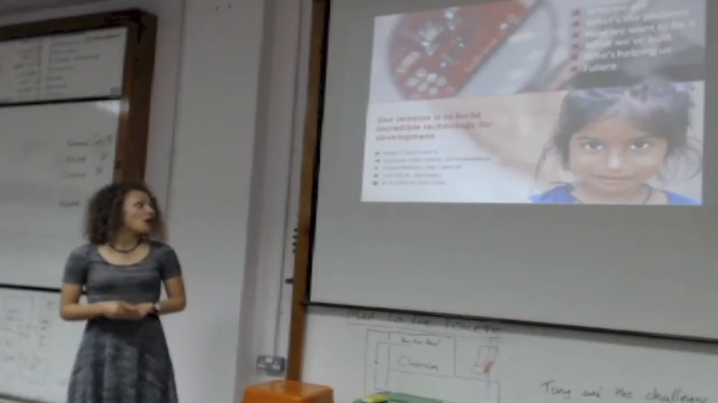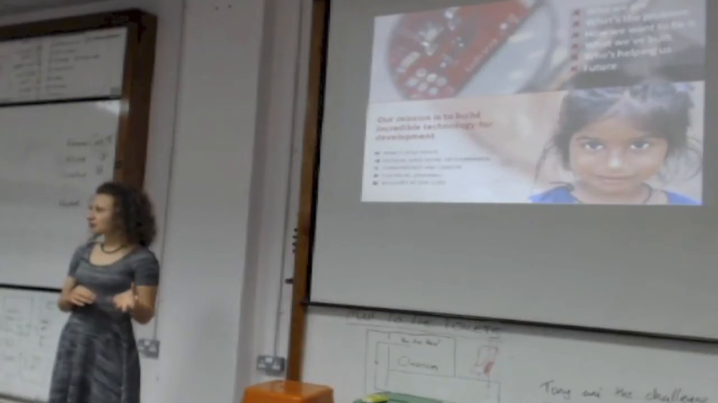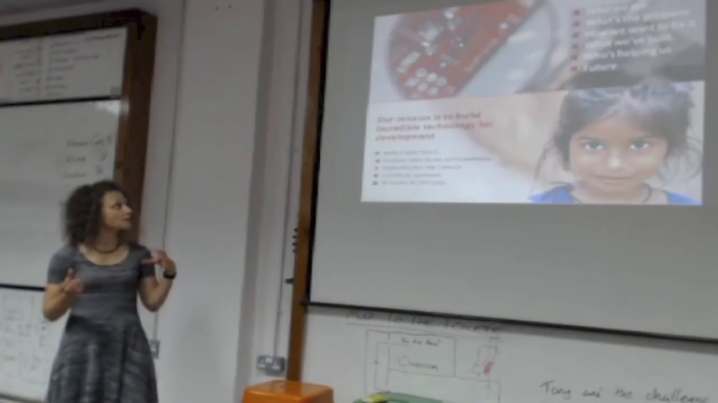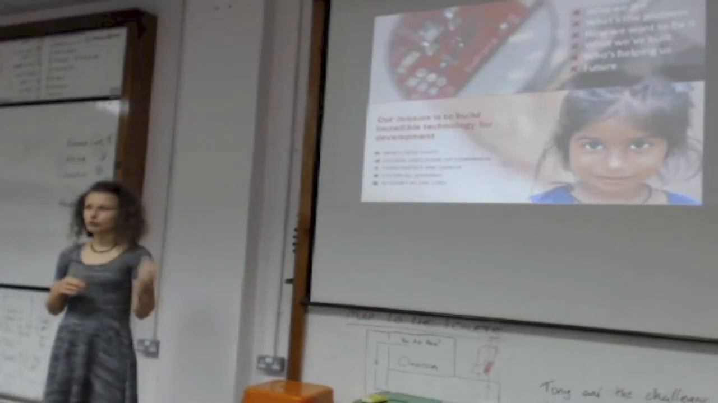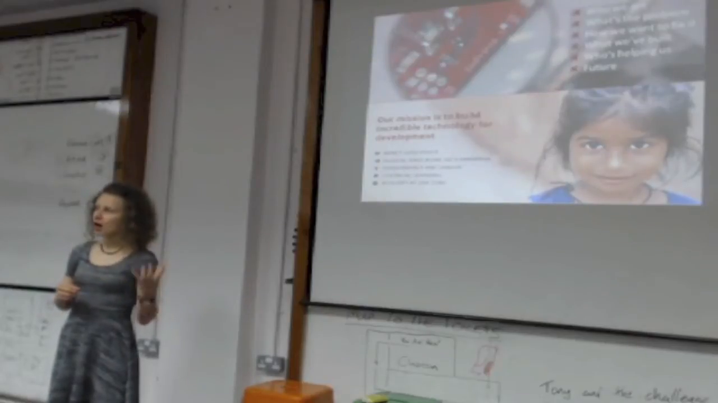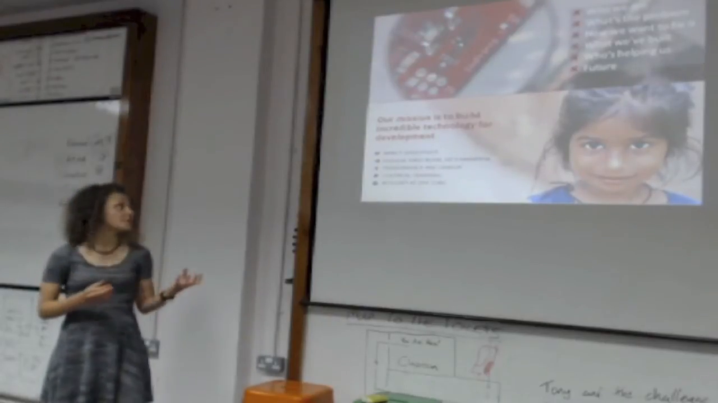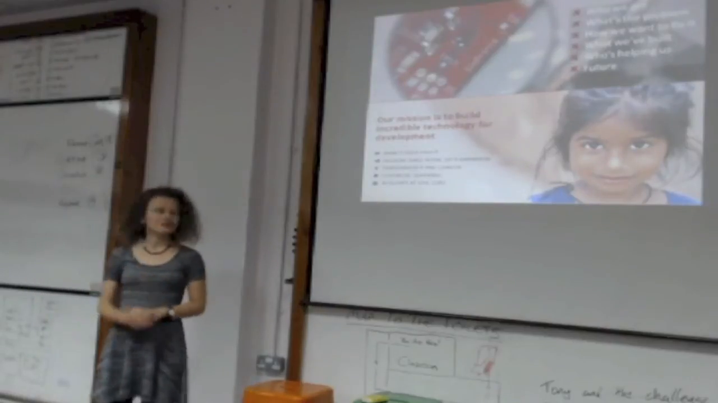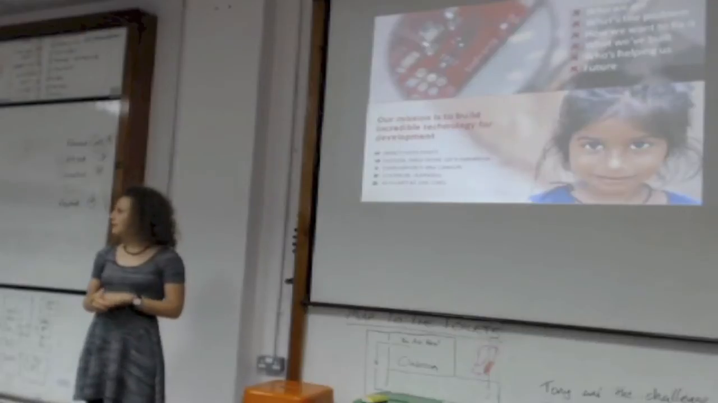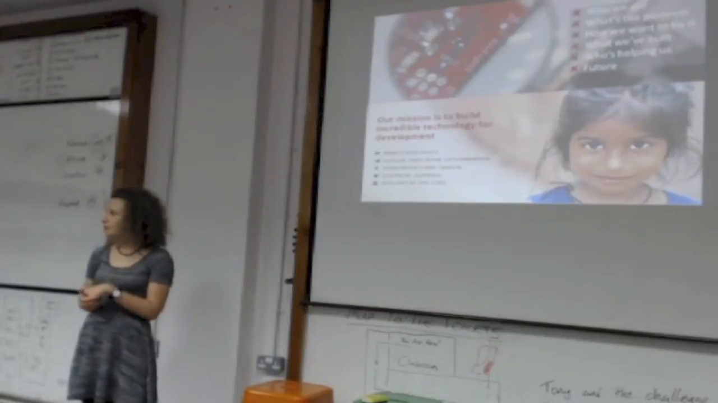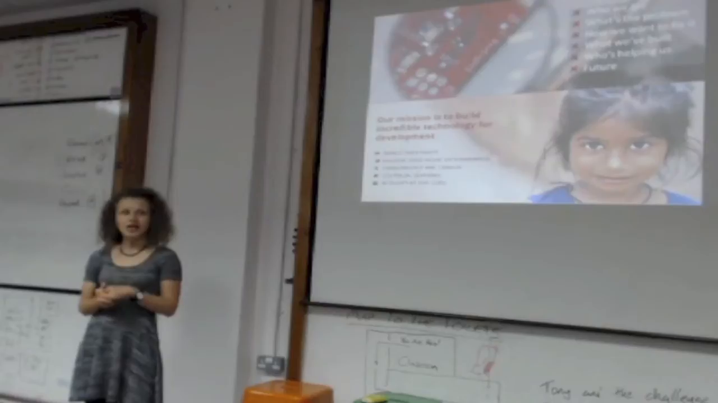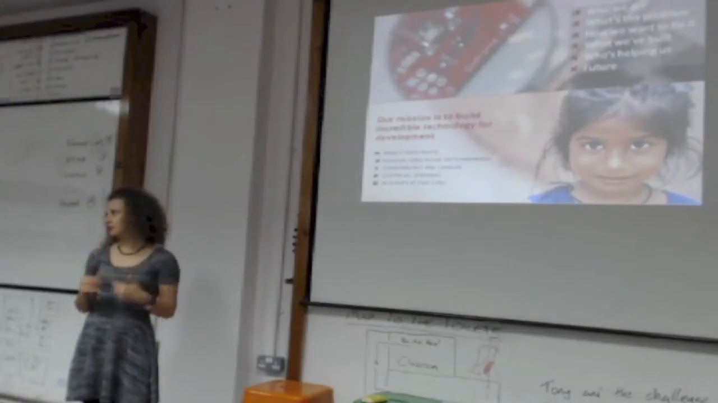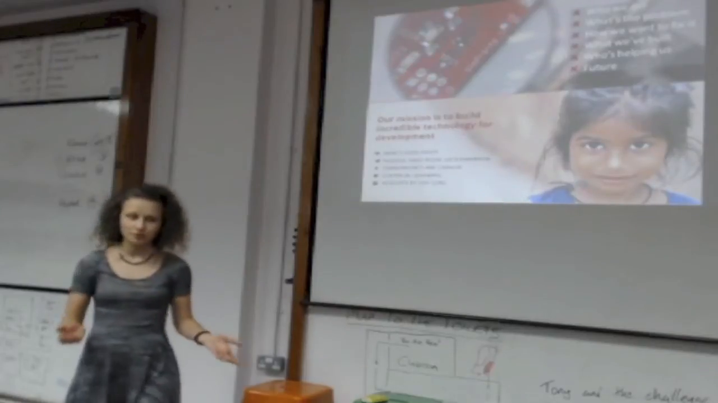What we all have in common is that we want to build technology for development. We want to build tools that will allow poor people to improve their lives. So our mission is to build incredible technology for development, and our main value is impact over profit. We are not a charity, we are a social enterprise, but we have an asset lock, and our main priority is to deliver affordable goods to the ones who need them the most.